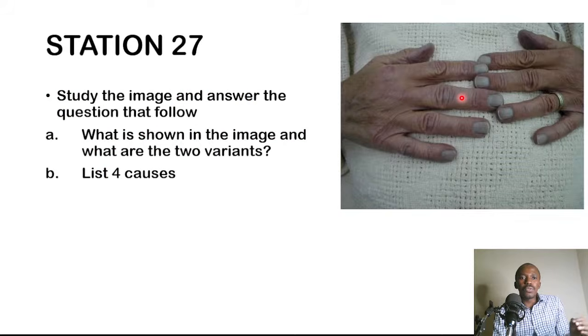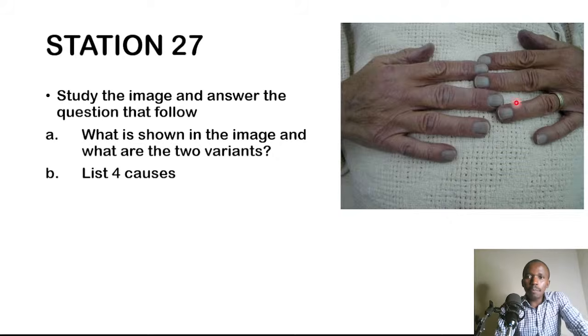Then moving on to station 27, study the image and answer the questions that follow. What is shown in the image and what are the two variants? List 4 causes. So I'm actually planning to end this stream in 30 minutes. So in 30 minutes, we actually should be done with each and every single station.